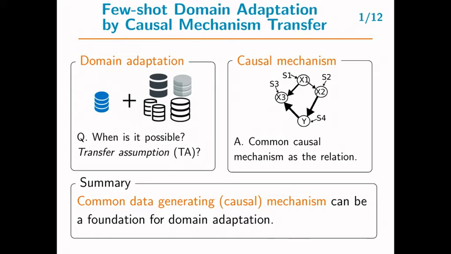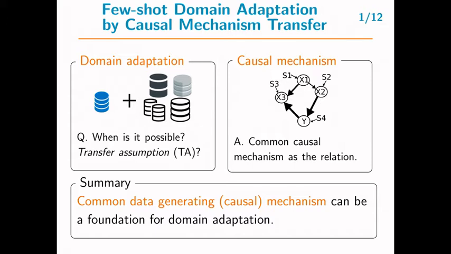In this video clip, I'm introducing our paper, Few-Shot Domain Adaptation by Causal Mechanism Transfer. The goal of this work is domain adaptation. What is domain adaptation? It's an approach to enable small data learning by using some additional datasets which are related to but different from your own data.